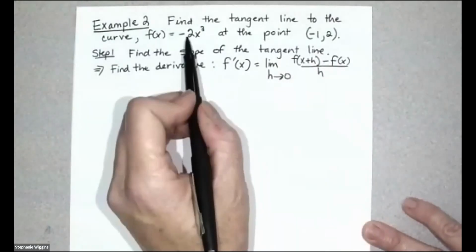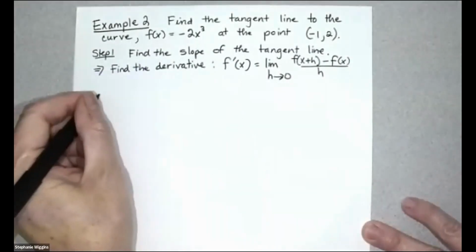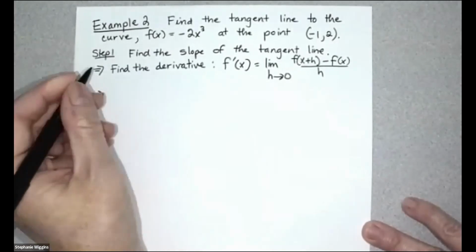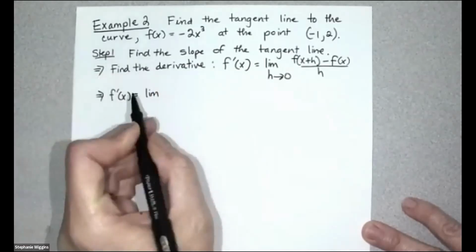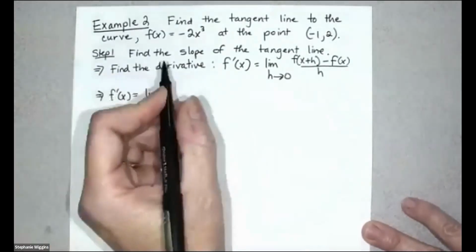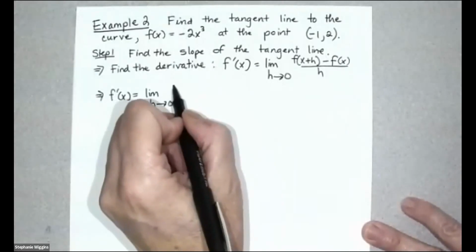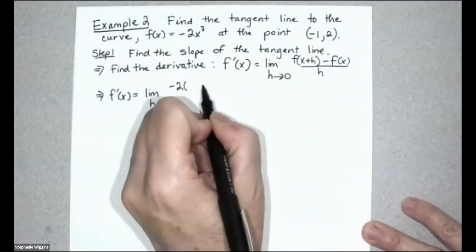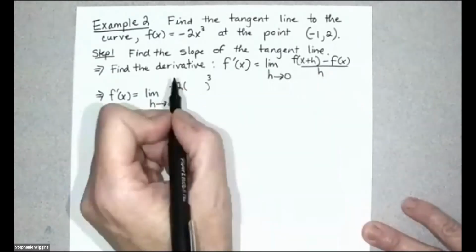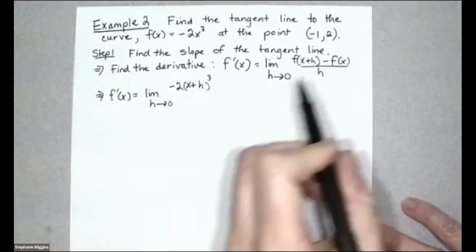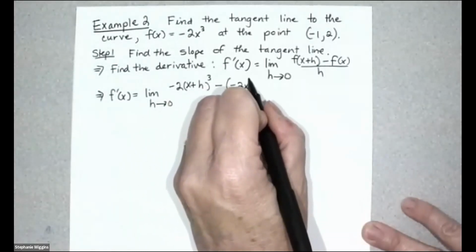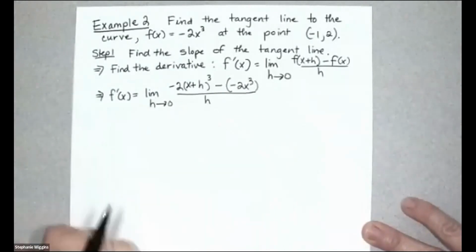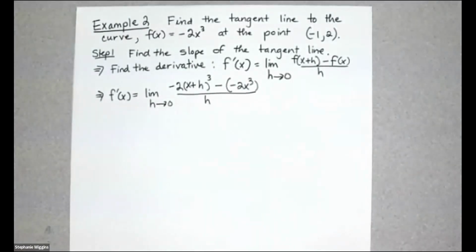and for our particular function, we have negative 2x cubed, so we're going to take negative 2, and instead of x cubed, I'm going to put x plus h in for my x. And then here I'm just subtracting f of x, which is negative 2x cubed, over h. Okay, so I need to simplify this fraction.